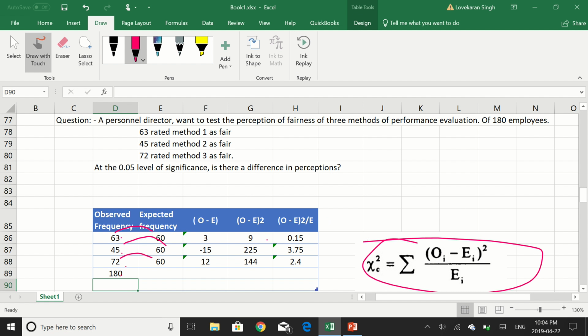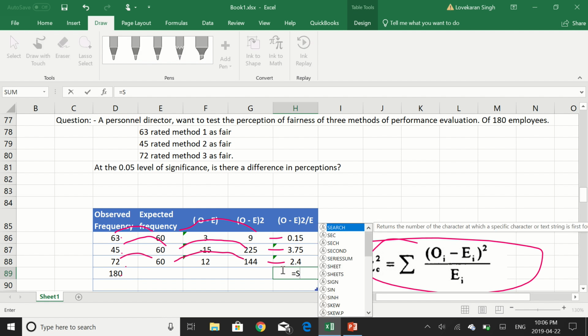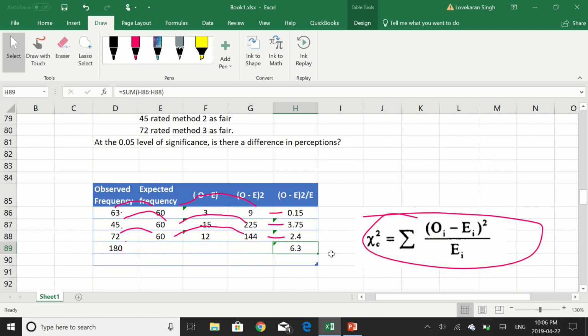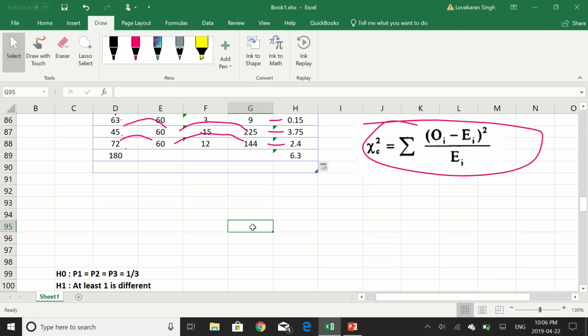After that we divide 9 by 60, and we get 0.15. We divide 225 by 60, and we get 3.75. Dividing 144 by 60, we get 2.4. The sum total, the final answer, is 6.3.